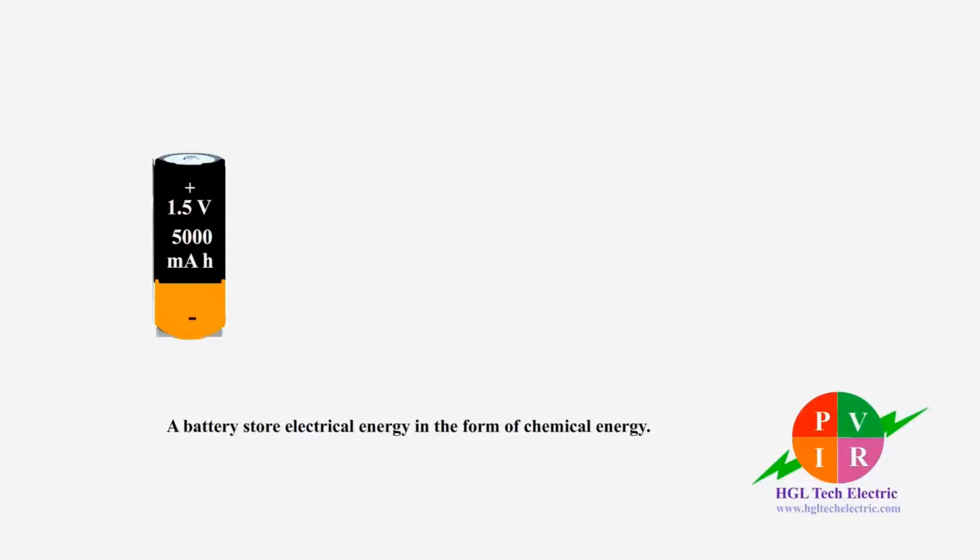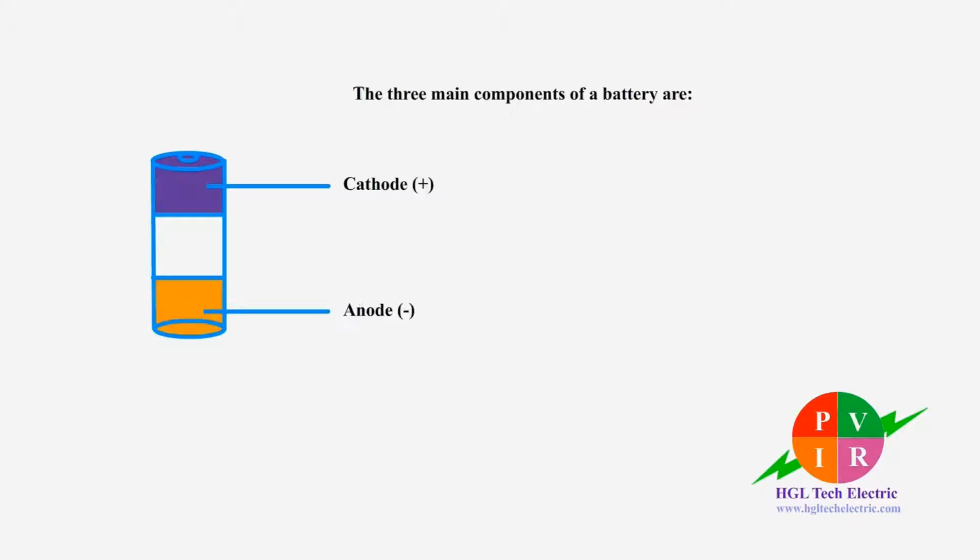In this video we are going to be talking about batteries. The three main parts of a battery are the cathode, the electrolyte, and the anode.